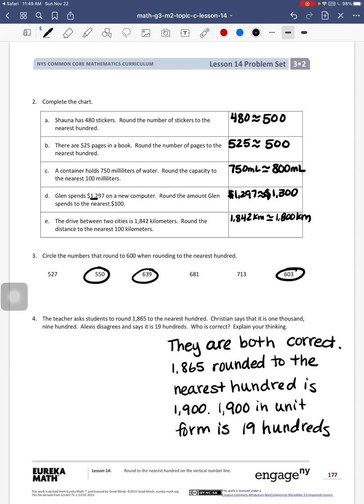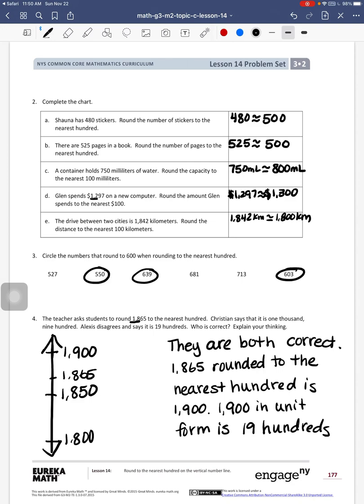Okay, the teacher asked the students to round 1,865 to the nearest 100. Christian says that is 1,900. Alexis disagrees and says it is 1,900. Who is correct? Explain your thinking. So let's do a number line. When we look at 1,865, the first two numbers we see are 18, right? So that would be 1,800. And then the top would be 100 more, 1,900. And our middle line would be 1,850, right? So 1,865 would be right about here.